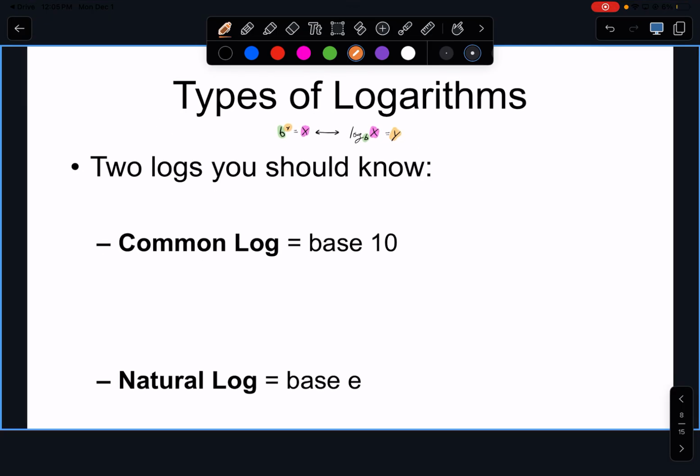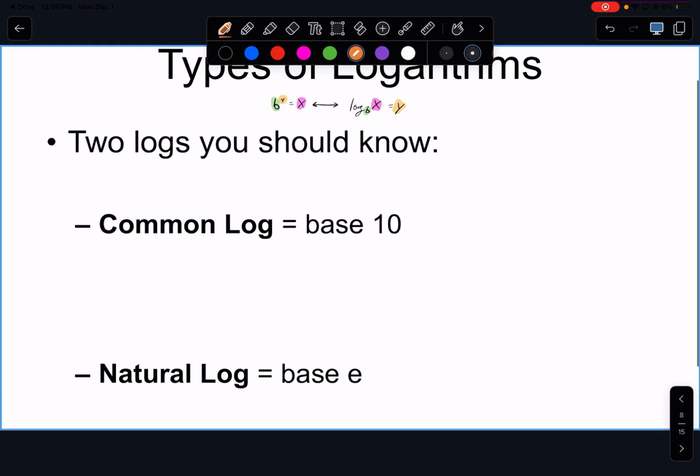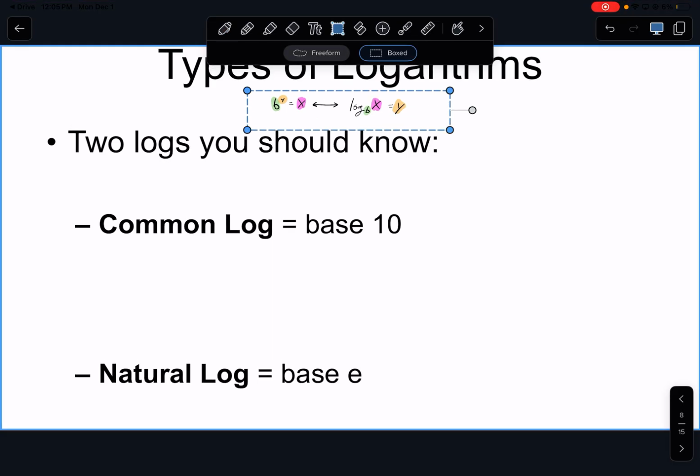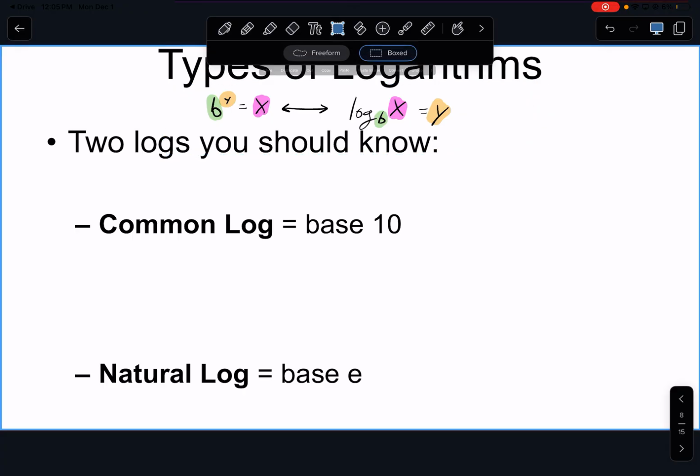We're going to talk about other types of logs here. So we have common logs and natural logs. This at the top that we keep referring back to is still going to be a big piece of what we're doing here, okay? So common log, that means that the base is 10. Okay, and what that might look like is this. If we have, for example, log, let's just say log of 5. We'll just write it like that, log of 5. See how there is no number down here? Okay, what that means is that the base is 10.